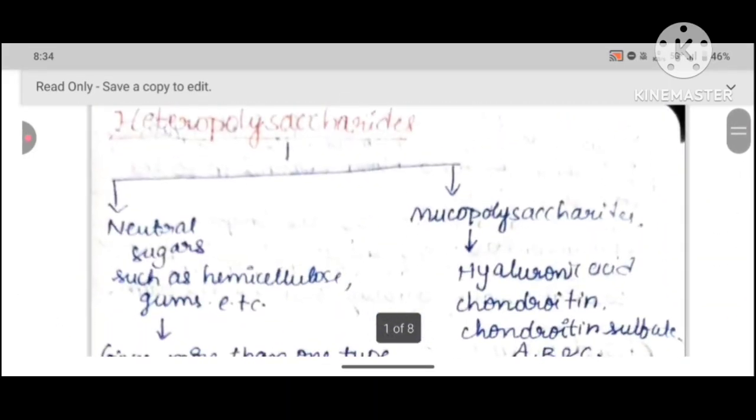This is about the classification of heteropolysaccharides. The remaining we will continue in the next lecture.